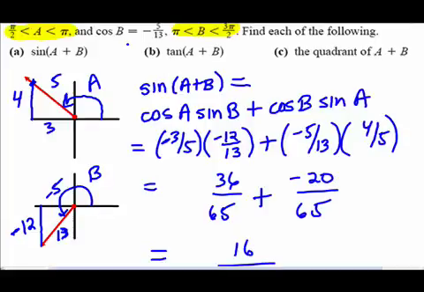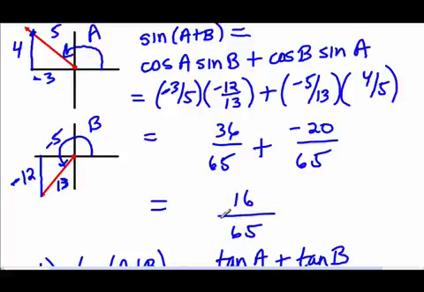So for letter A, what's the sine of A plus B? You see that's sine A cosine B plus cosine A sine B. Fill in those values with your two pictures over on the left-hand side. Where I made the mistake was I forgot this negative. That's implied, a -3, because you're going to the left. So we get a positive 36/65 plus -20/65, giving us 16/65. So there's the sine of A plus B. Questions there?